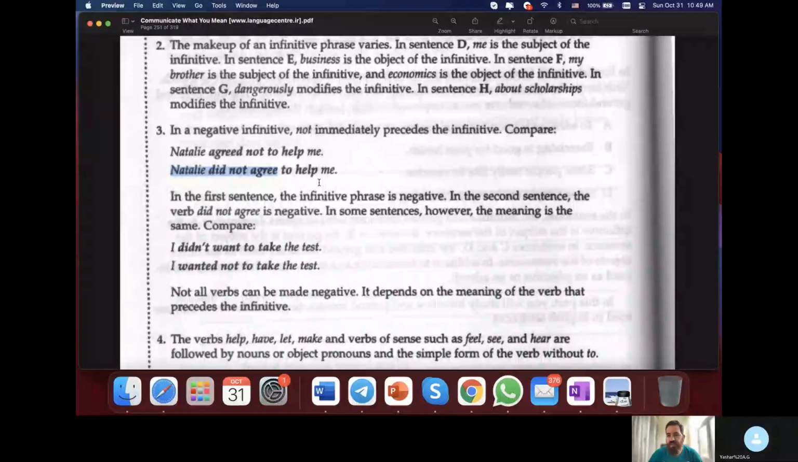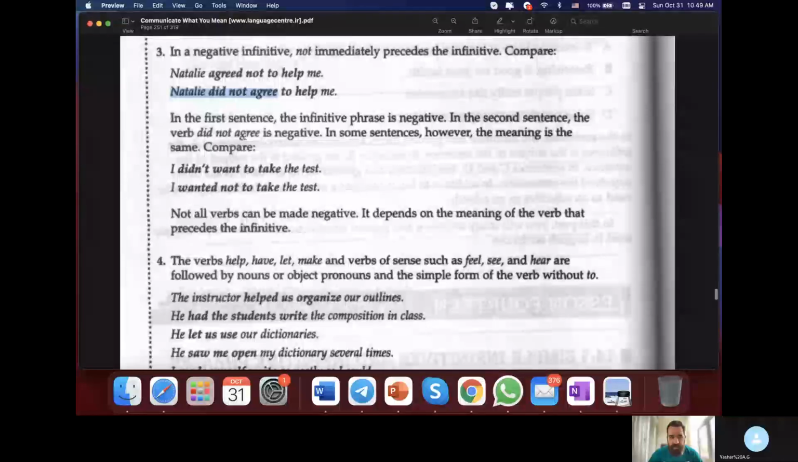Natalia did not agree to help me. They have two different meanings. In the first sentence, the infinitive phrase is negative, not to help me. In the second sentence, the verb "did not agree" is negative.